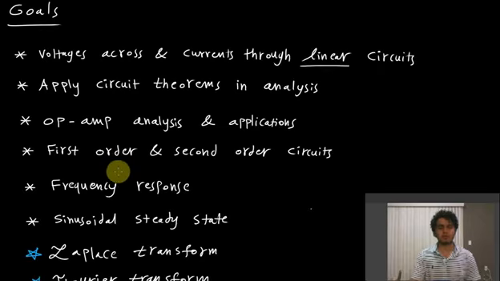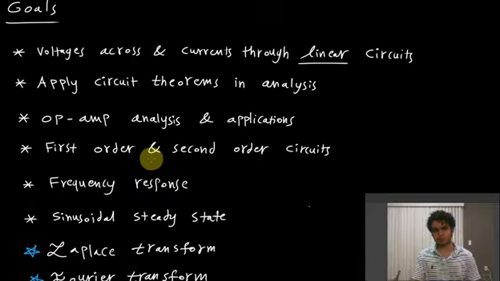And after that, we're going to be looking at first order and second order circuits. And the reason they're called first order and second order refers to the differential equations that describe them. So you have a first order or a second order differential equation, and this refers to the degree of the differential. A differential equation with only one derivative in it would be a first order equation. A differential equation with two derivatives would be a second order differential equation.